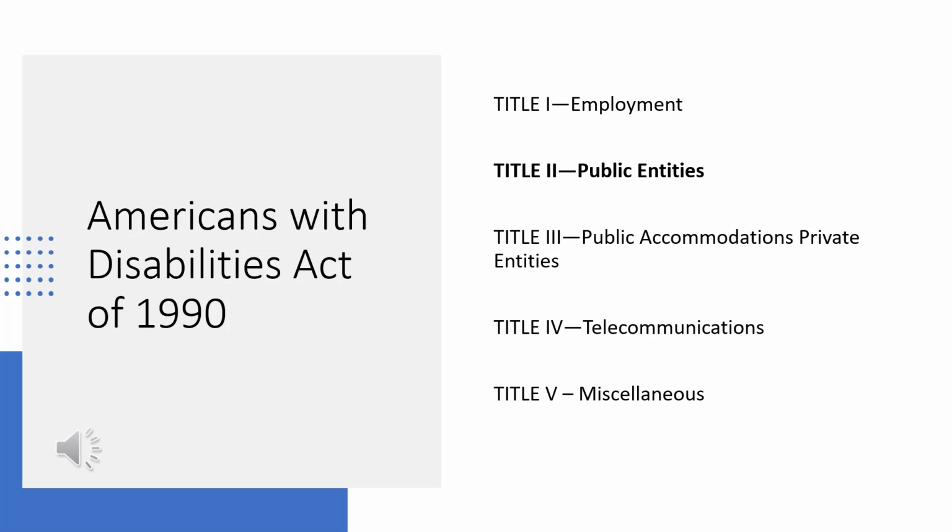As with the Civil Rights Act of 1964, the Americans with Disabilities Act has multiple titles, but we're really only interested for today's training in Title II, which applies to public entities, state and local governments, and so forth. Title I requires employers with 15 or more employees to provide qualified individuals with disabilities an equal opportunity to benefit from the full range of employment-related opportunities available to others.